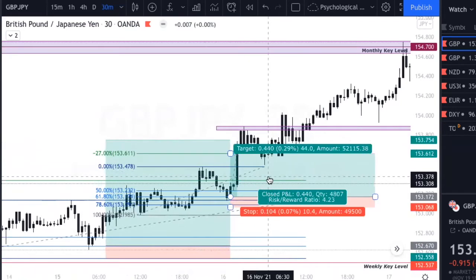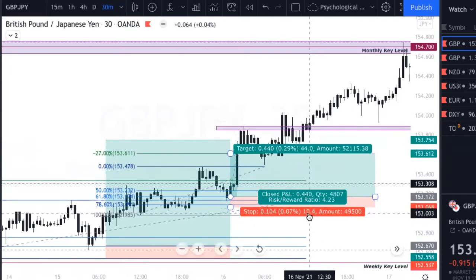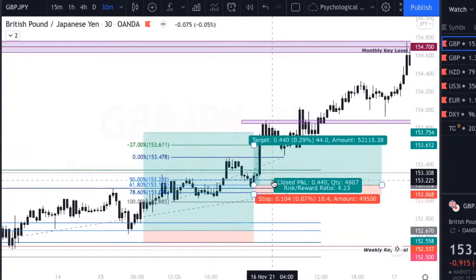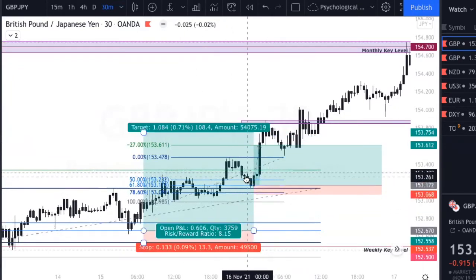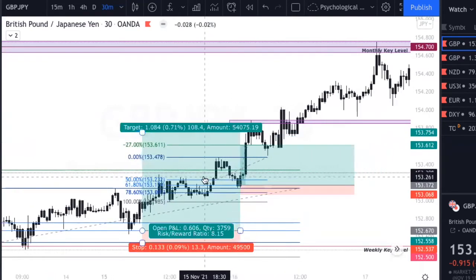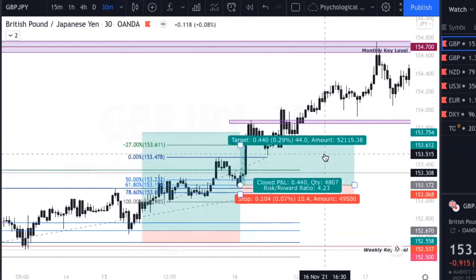It's only a pip. And it was a 10 pip stop loss. So 1 to 4 risk reward ratio for this one, and about 1 to 8 risk reward ratio for this one. So overall, between these two trades, no more than 23 pips at risk. And as you can see, that is over 150 pips between these 2 days. So that was my first trade of the week.